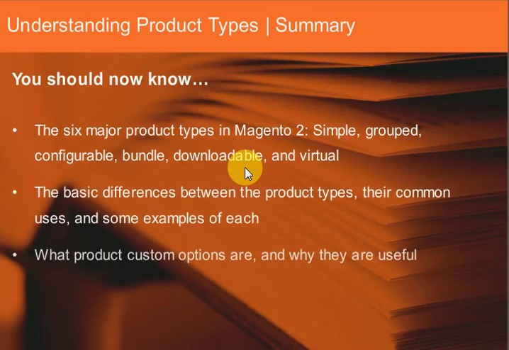You should now know the 6 major product types in Magento 2: simple, grouped, configurable, bundle, downloadable, and virtual. You should know the basic differences between the product types, their common uses, and some examples of each. And you should know what product custom options are, and why they are useful.